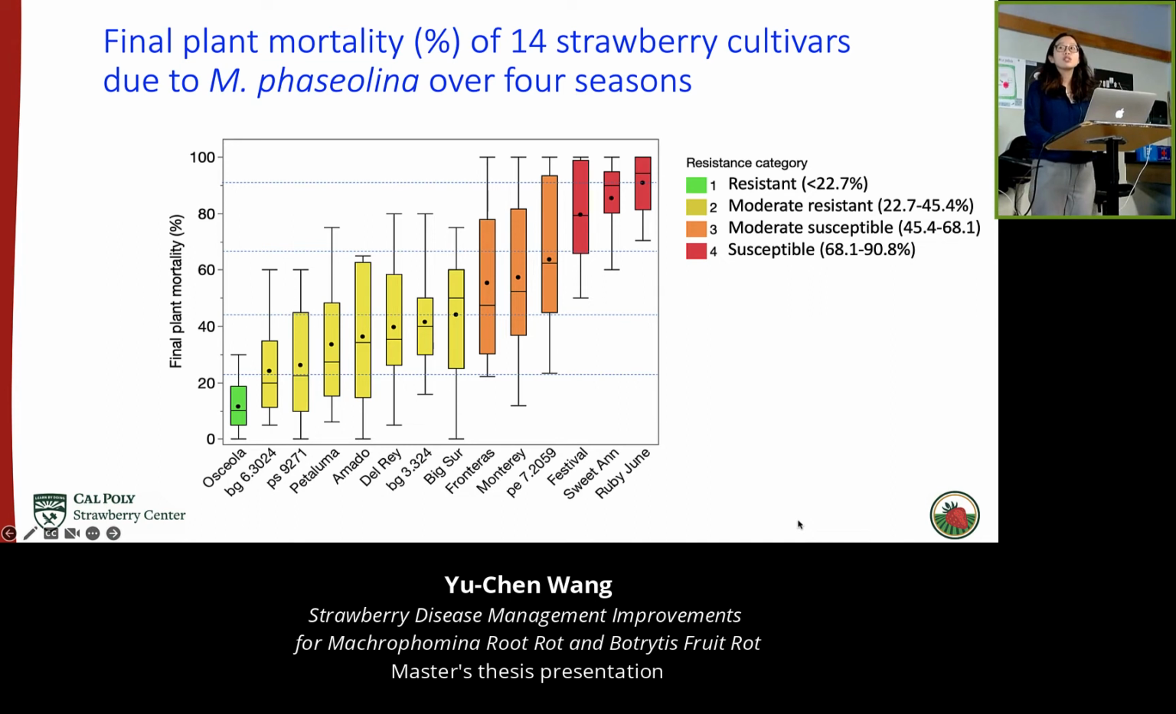So among those 14 strawberry cultivars, only 1 cultivar, Osceola, is categorized in the resistant category. There are 7 cultivars in moderate resistant, 3 in moderate susceptible, and 3 in susceptible. Notice that Monterey and Fronteras, the 2 most commonly grown strawberry cultivars, are in the moderate susceptible category in this study.